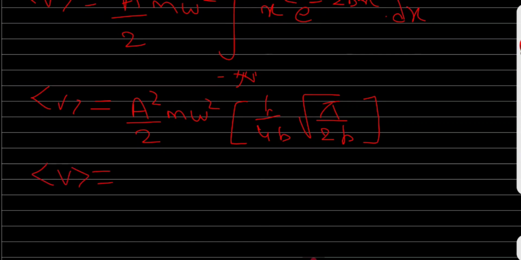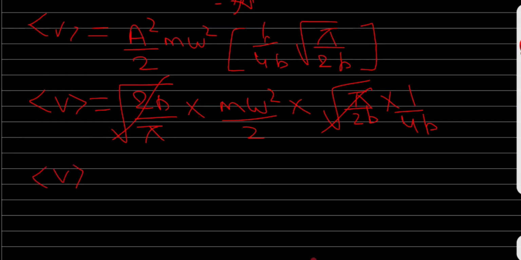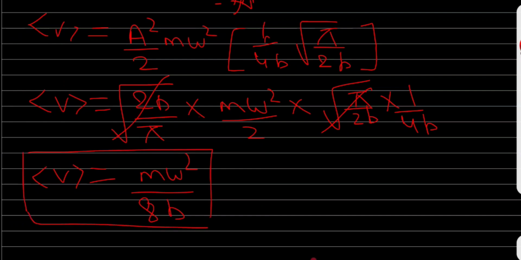Now moving to the next, a squared by 2 m omega square. First of all, I have to write down the value of the normalization constant here. It will be a square equals root under 2b by pi, into m omega square by 2, into root under pi by 2b, into 1 by 4b. Now you can see this and this will cancel out, and the expression is m omega square by 8b. So this is the expression for the expectation value of potential energy.